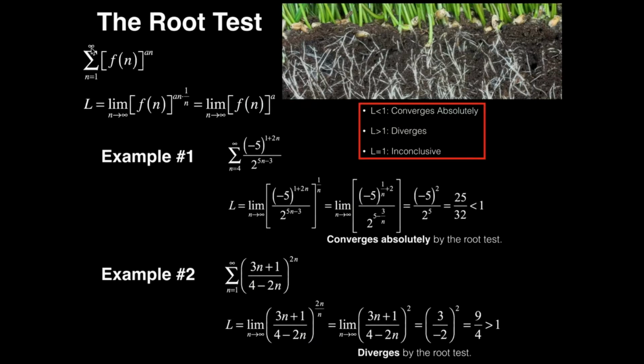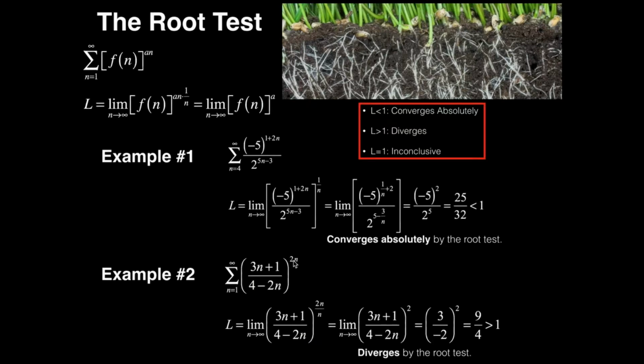Here we have just a general series, n equals 1 to infinity, and we have some function of n as we normally have. Generally, we know to use the root test when we have the entire argument of the series raised to some power, as in example 2: 3n plus 1 over 4 minus 2n, all raised to the 2n power. That's a dead giveaway to use the root test. Most professors on a test will put the entire argument in brackets or parentheses with the whole thing raised to a power.